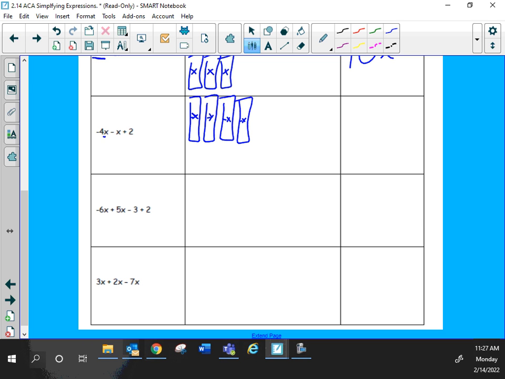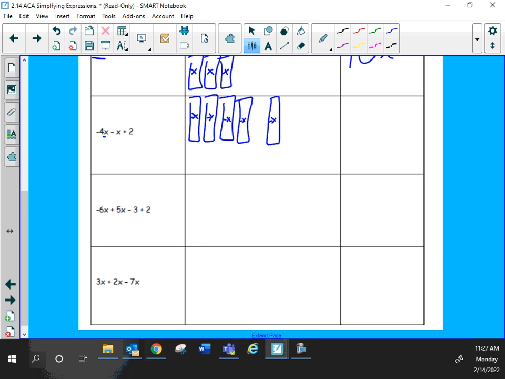Okay, then it says minus x. How can I model a minus x? No. Oh, you have a 1 positive. It's not positive. Subtraction is the same thing as another negative x. Because remember, to show minus, we just do a negative instead. Okay? And then plus 2.